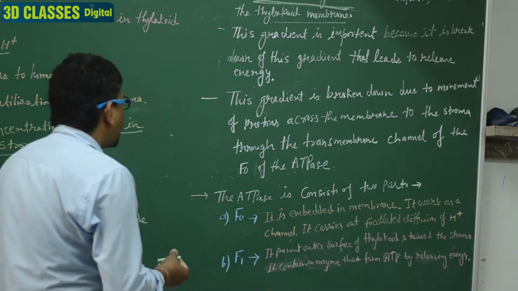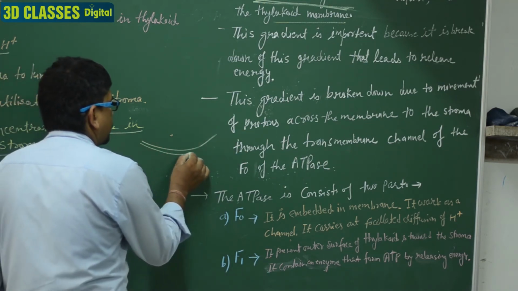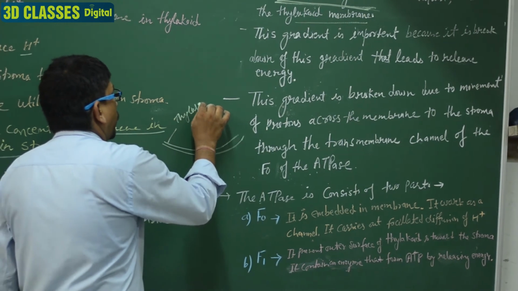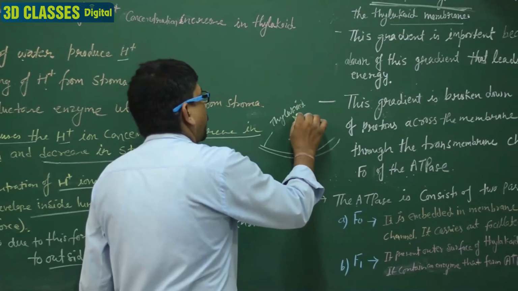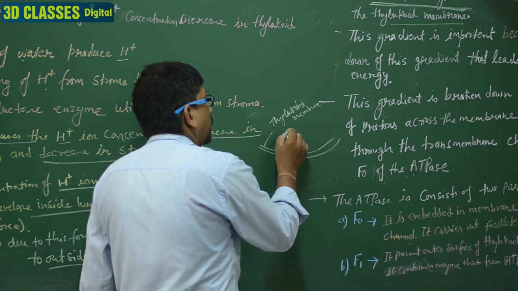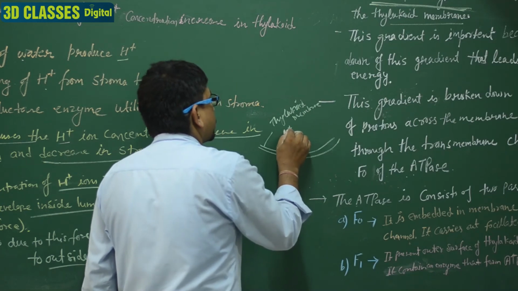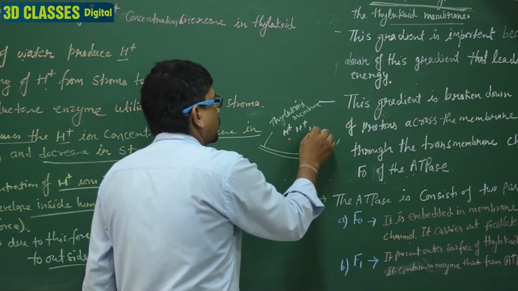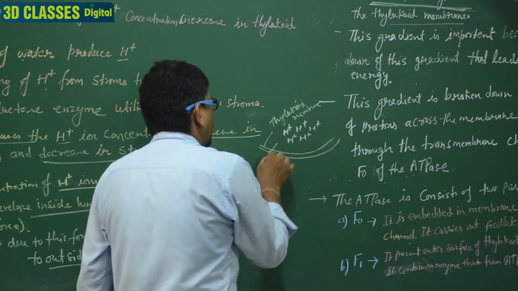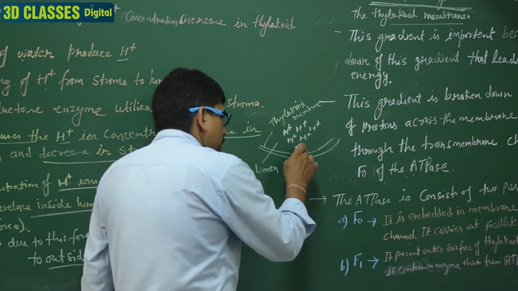We can explain it like this. It is a thylakoid membrane, a double membrane structure. This one is the thylakoid membrane. Okay, and here the H plus are present. Here are the H plus, and this structure is known as the lumen. Clear?